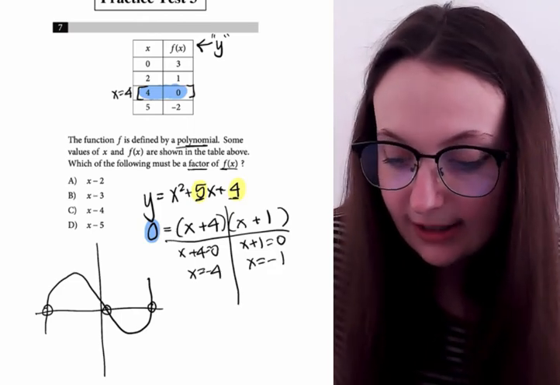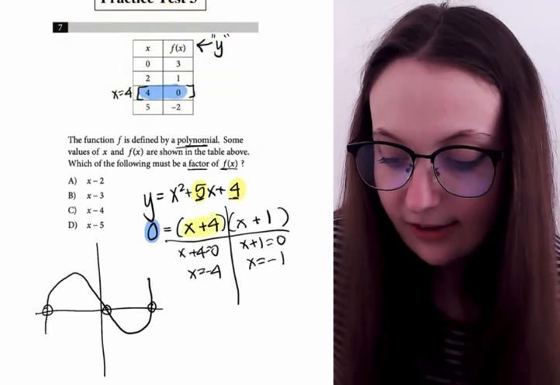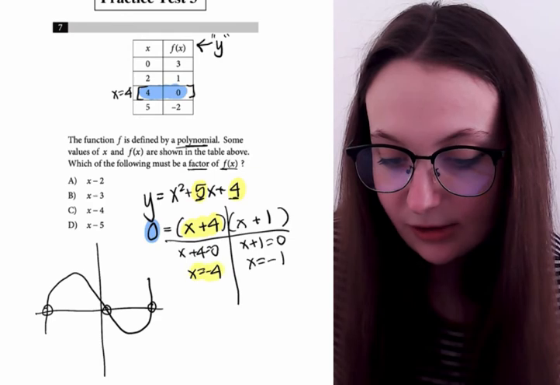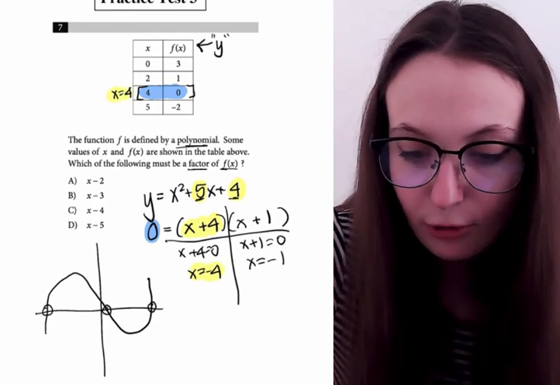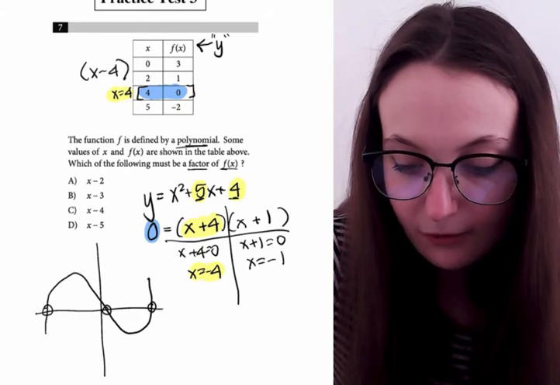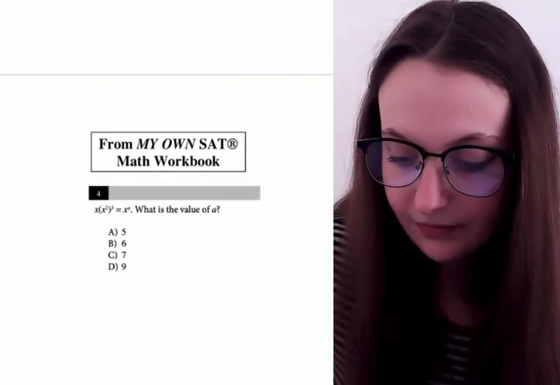However, if you notice, the factor and the root are always of opposite signs. So if the root is x equals negative 4, the factor is x plus 4. If the root is x equals 4, the factor would be x minus 4, flip the sign, which makes it equal to choice C.